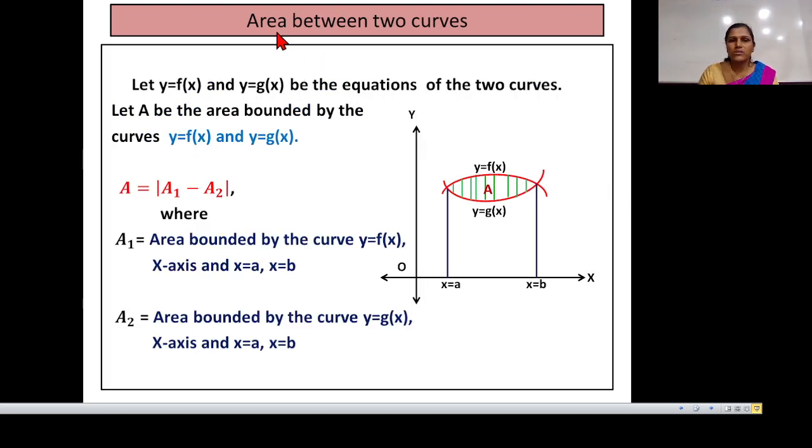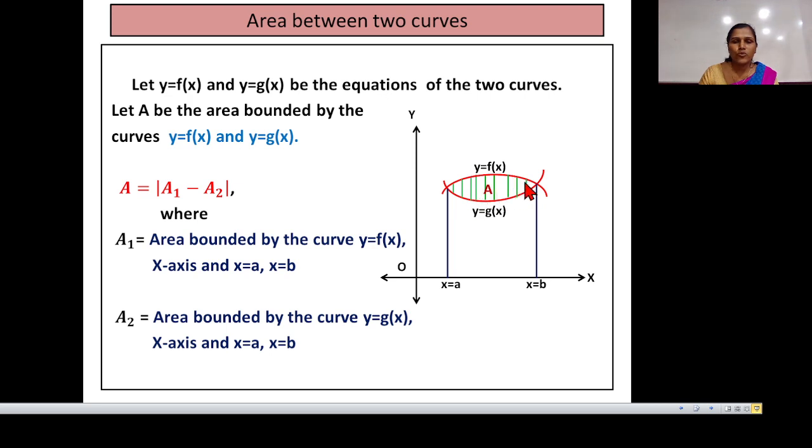Now we will talk about the third area, that is, area between two curves. Here are two curves we have taken. The first curve is like this and the second curve is like this. For the first curve we have taken y is equal to f of x, and for the second curve we have taken y is equal to g of x. Now we will find this area, that is, the area enclosed between two curves.